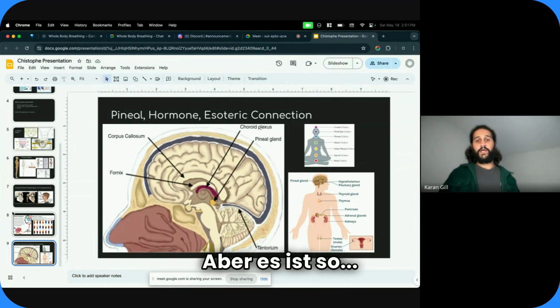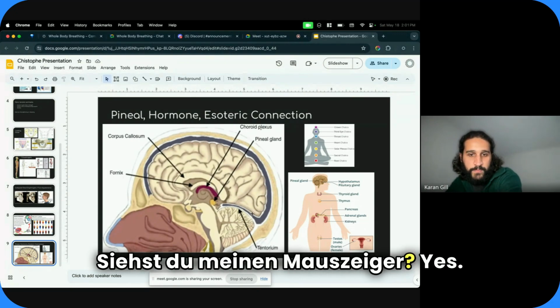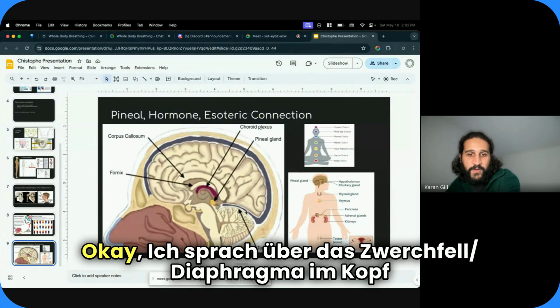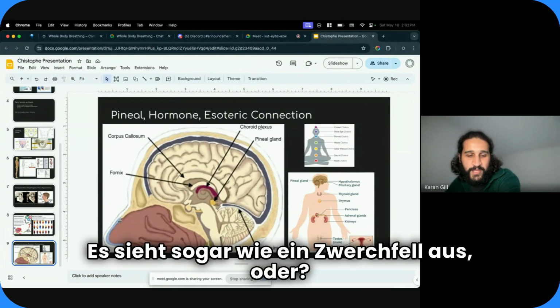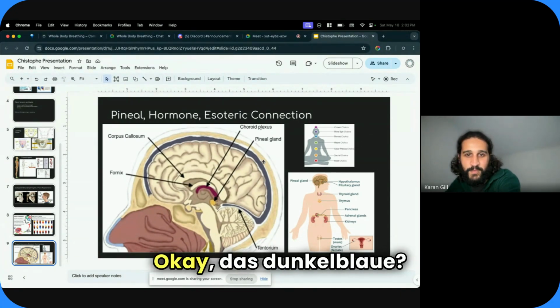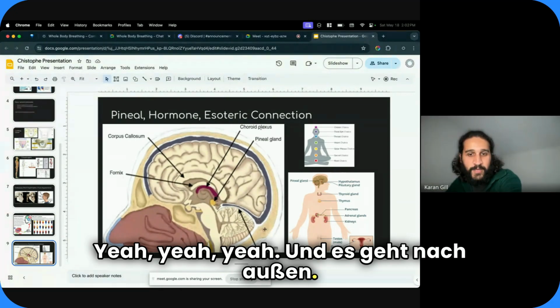But one thing is that, oh, this is perfect, actually, this image. Can you see my mouse? Yeah. Okay. So I talked about the head diaphragm. This is the head diaphragm. It even looks like a diaphragm, doesn't it? That's why it's a diaphragm. And this is the scalp diaphragm. Okay. So it's like the dark blue. Yeah. And it goes outside.